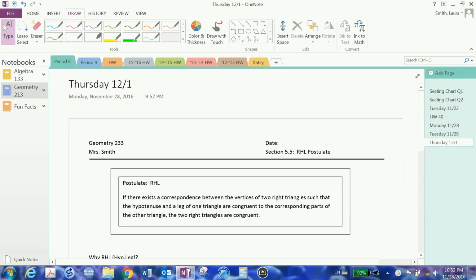Hello again. All right, today we're looking at the RHL postulate, which is another way to prove triangles are congruent.